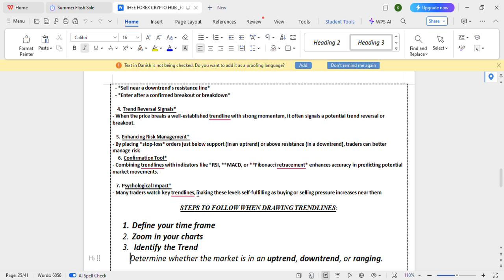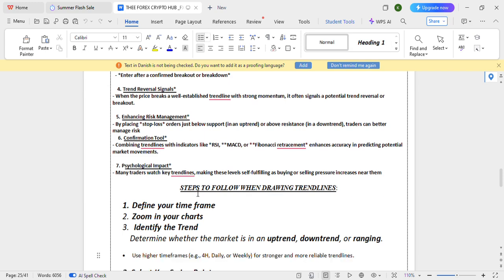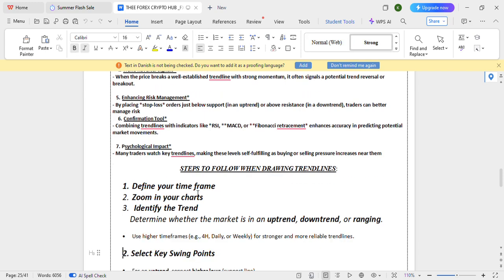Psychological impact. Many traders may watch key trend lines and make these levels self-fulfilling, as buying or selling pressure increases near them. So you'll see the market will tend to play with the trader psychology at various trend line levels. When the market approaches certain trend line levels, you will see there is a kind of behavior that the market will have.